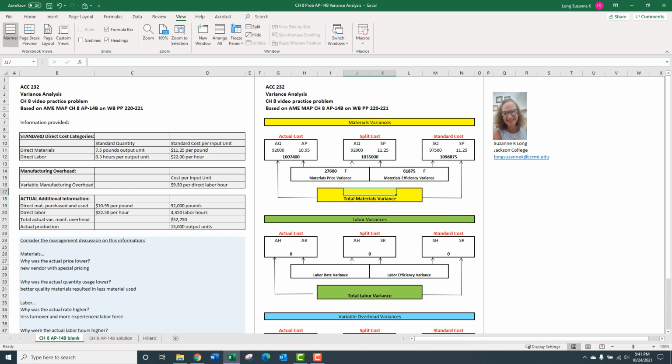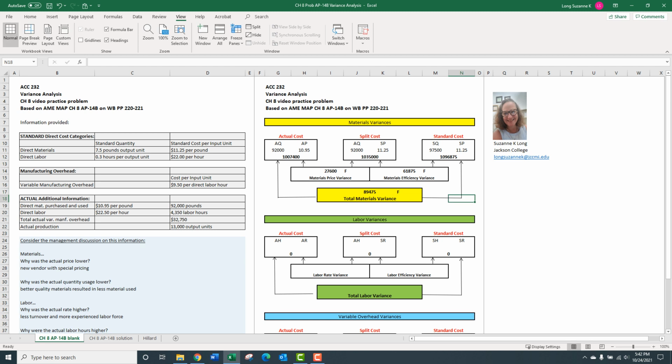And again, favorable. We used less than we were planning on using. And then the total is, in this case, we've got two favorables, so you're going to add them together. One favorable plus another favorable equals a bigger favorable. So that's our total materials variance.